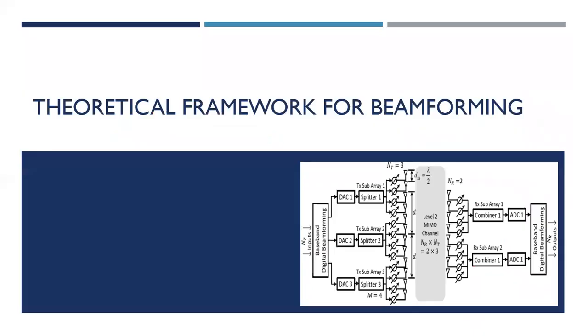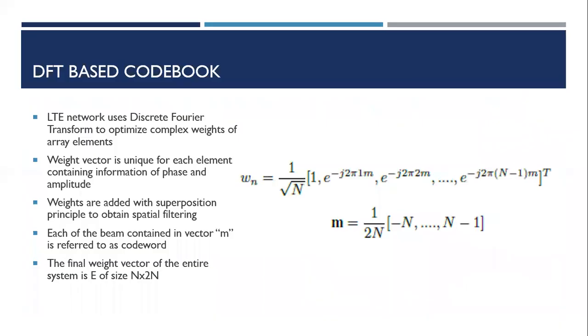Right. So after that, we will be talking about the theoretical framework for the beamforming, in which we will be primarily looking at the mathematics that is involved behind the beamforming structure. Right. So in order to calculate complex weights for each of the elements within the antenna, or the smart antenna, we usually use the discrete Fourier transform, which is a DFT based algorithm, in order to determine the weight vector for each of the antenna elements.